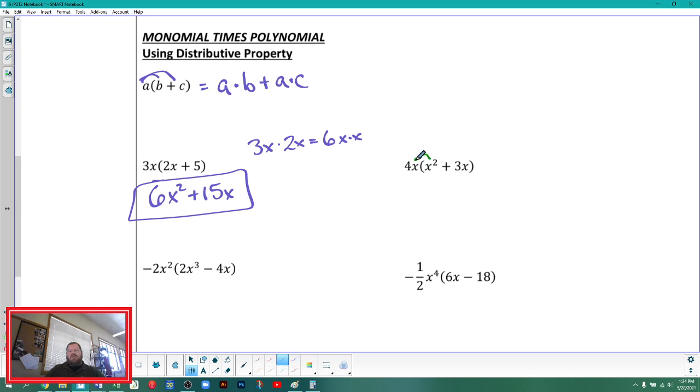On the next one, I'm taking a 4x, distributing it to x squared and 3x. If I write this out, it's 4x times x squared plus 4x times 3x. And we talked about this kind of a side here. Oops, plus sign. 4 times 3 is 12, and x times x is x squared. If that's the case, what do you think this is going to give me? It's going to give me 4x cubed.